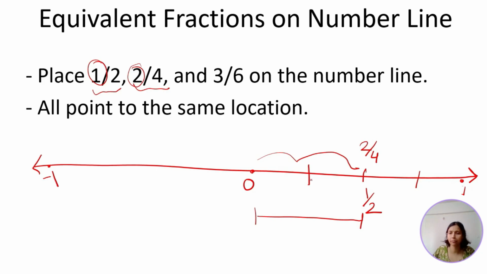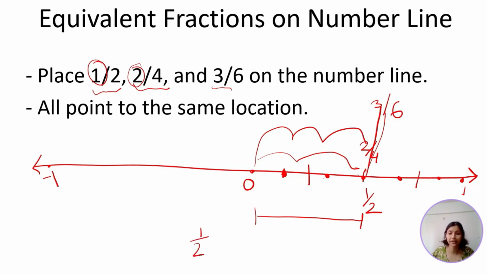Now I have to divide the number line in 6 equal parts. So now I will divide it into 6 equal parts. This is the first part, second part, third part, fourth part, fifth part, and sixth part. So I have to take 3 parts. 1, 2, 3. So the same number 1, 2, 3. So the same point will represent 3 by 6.